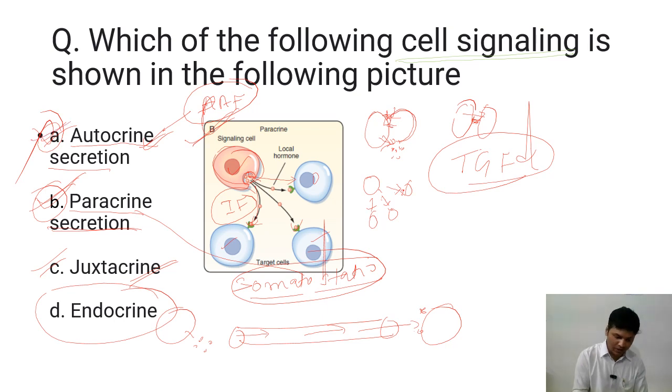So autocrine: one cell releases something and acts on the same cell. Paracrine: the cell releases something and through interstitial fluid acts on the nearby cell. Example is somatostatin. Then juxtacrine means the cell communicates directly with the nearby cell, and TGF alpha is the example. And then endocrine: most hormones are released, travel through the blood and act on distant tissue.